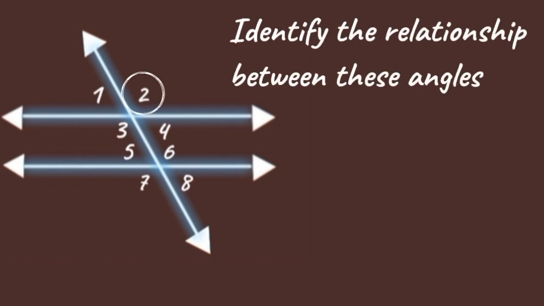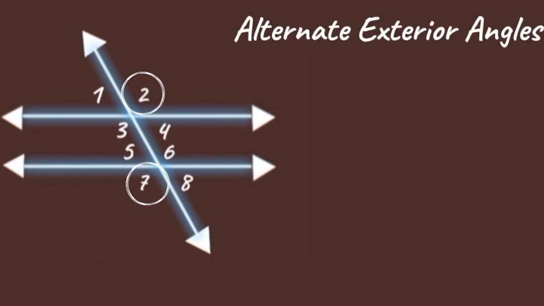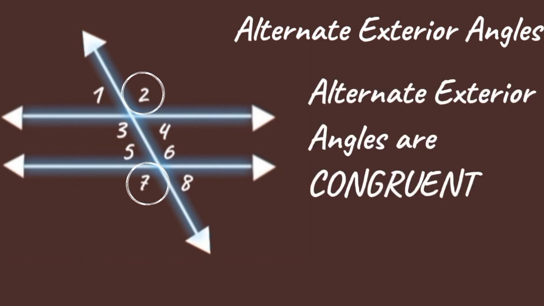Now, how about angles 2 and 7? Earlier, we talked about alternate interior angles, but now we have alternate exterior angles. The alternate exterior angles theorem states if two parallel lines are cut by a transversal, then the pair of alternate exterior angles are congruent. Assuming that angle 2 measures 75 degrees, we can conclude that angle 7 also measures 75 degrees. Angles 1 and 8 also have the same angle relationship.